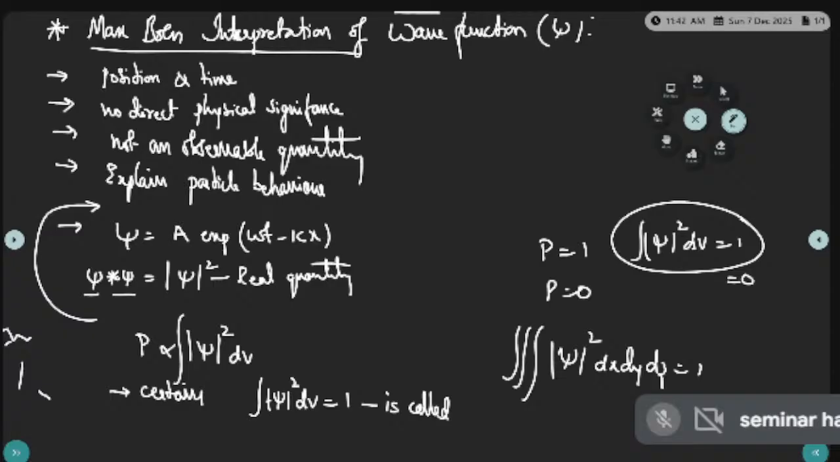Okay? X axis. So if you write this one, what should we call the condition? Normalization condition. If the particle is present somewhere, then you have to use this condition. That application we are going to see.